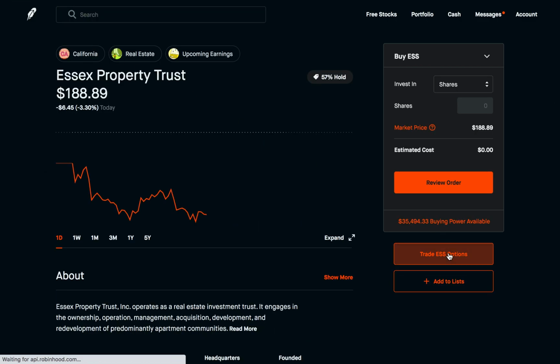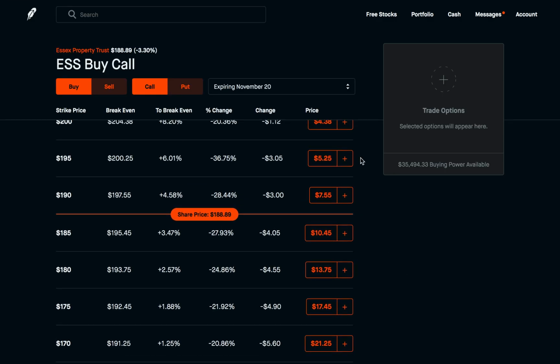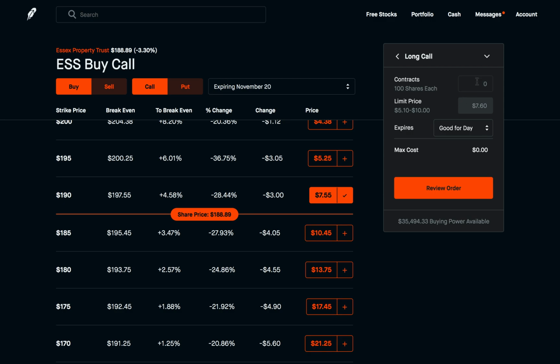So let's go over to options. Let's say I wanted to buy an option here. Let's say I'm bullish and I want to buy a call. So let's say I wanted to buy this call right here. I'm going to click on it, press continue, and choose one contract. Now look at this bid ask spread, guys. It is literally almost $5 apart.